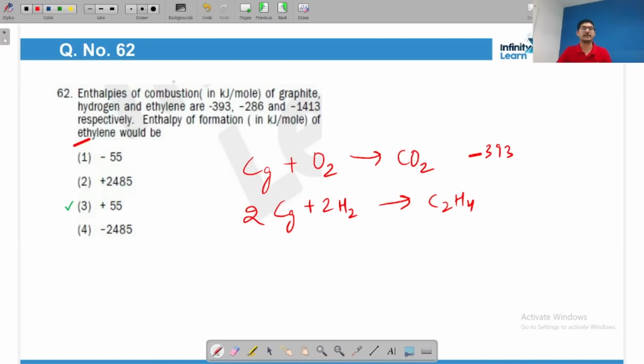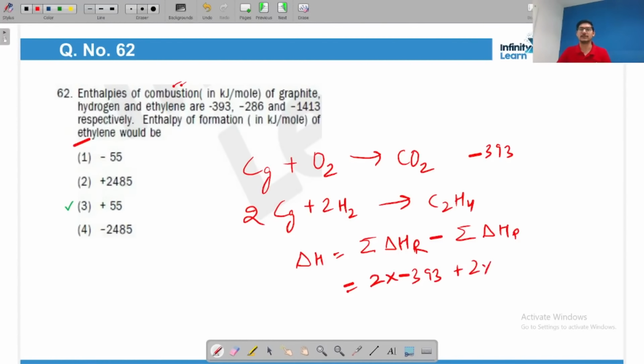Now remember, whenever enthalpies of combustion are given, then the enthalpy of a reaction is enthalpies of combustion of reactants minus enthalpies of combustion of products, always. So 2 multiplied by the enthalpy of combustion of graphite, which is given to be minus 393, plus 2 multiplied by the enthalpy of combustion of hydrogen, which is given to be minus 286, and we will subtract from this the enthalpy of combustion of ethylene, which is given to be minus 1413. So the correct answer, you will find, comes out to be plus 55.